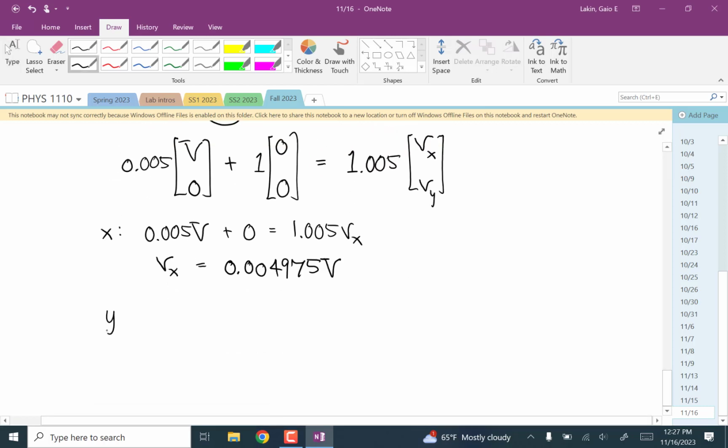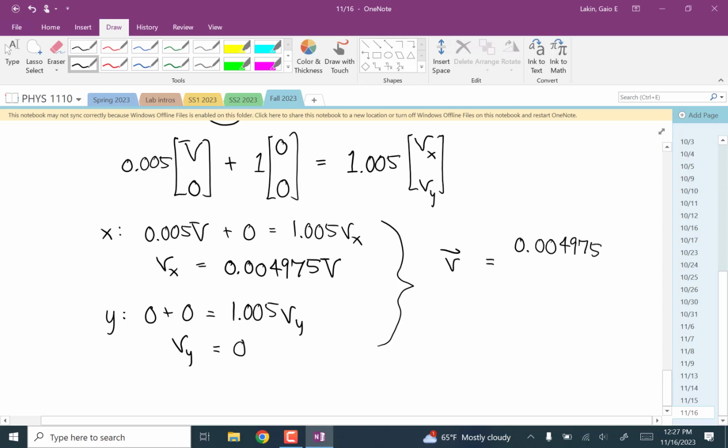And then we'll go to the y equation. That says 0 plus 0 is equal to 1.005 Vy. So Vy is equal to 0. And so all together, what we have is that the velocity of this combined system after the collision is equal to 0.004975 times capital V for the x component, and 0 for the y component.